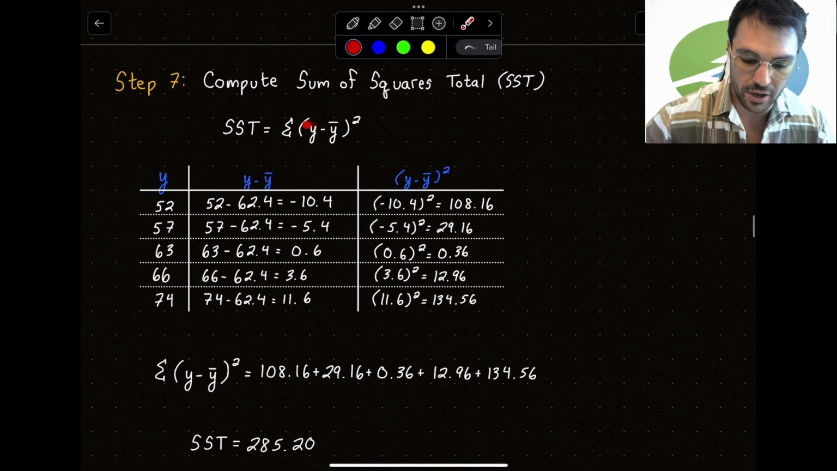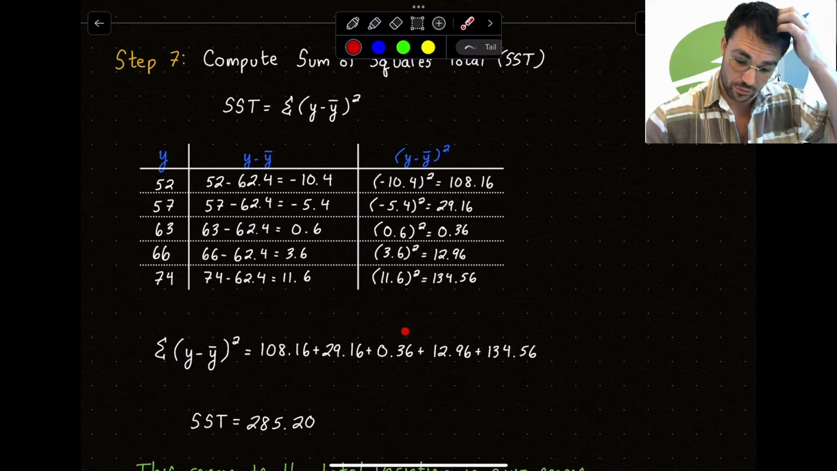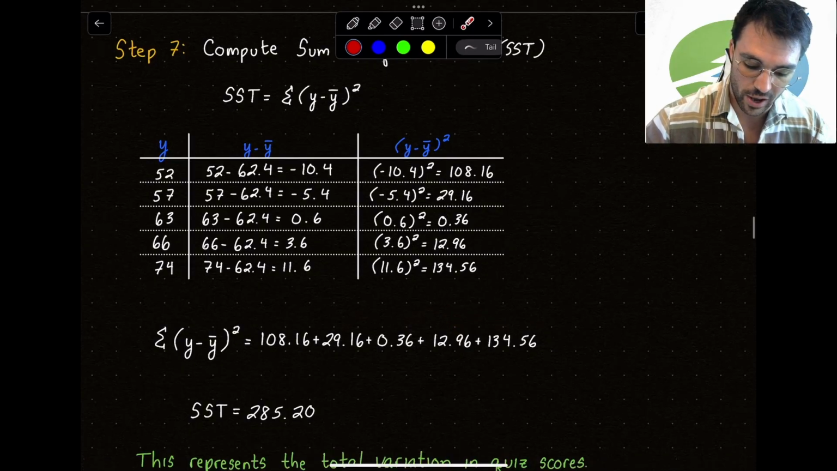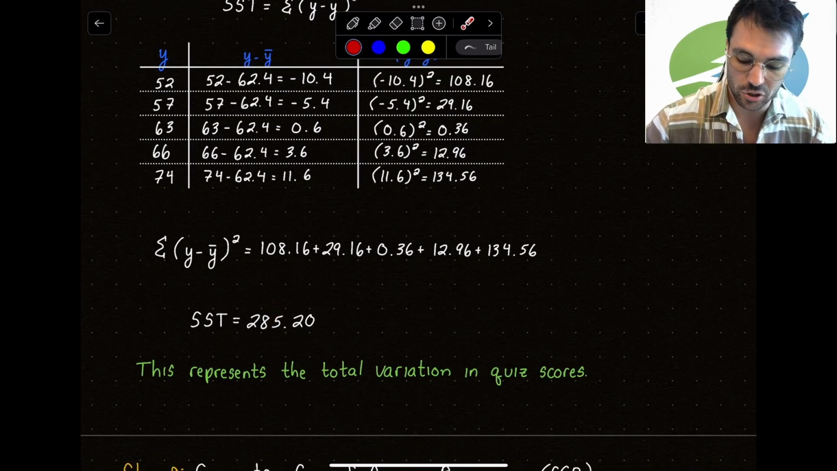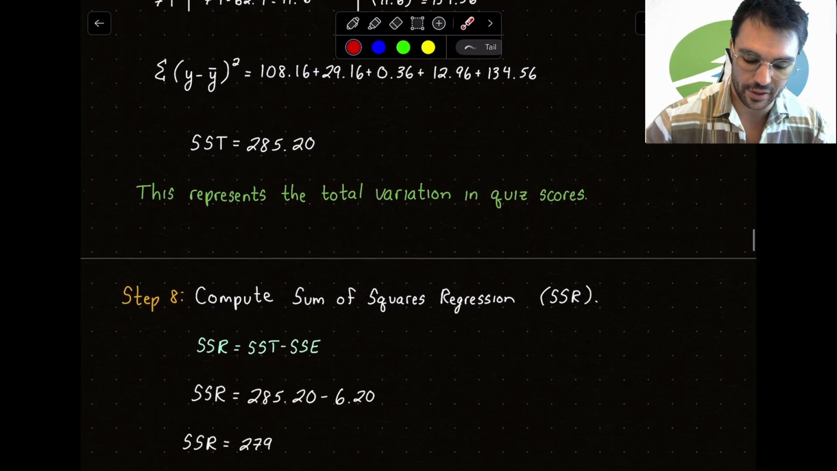And then the summation means we add all these up. I show that over here. Summation of y minus y bar squared is 108.16 plus 29.16 plus 0.36 plus 12.96 plus 134.56. We add all those up and we get our SST equals 285.20. And this represents the total variation in the quiz scores, okay? All right, almost there. This one's lengthy.